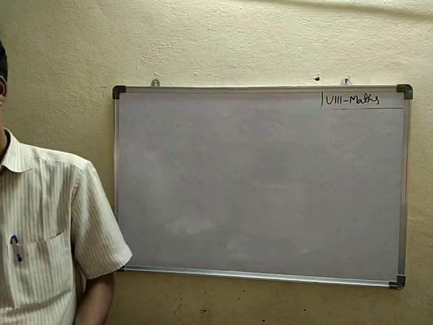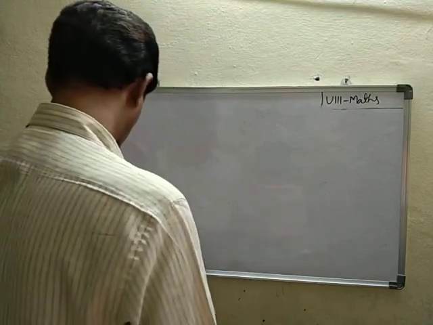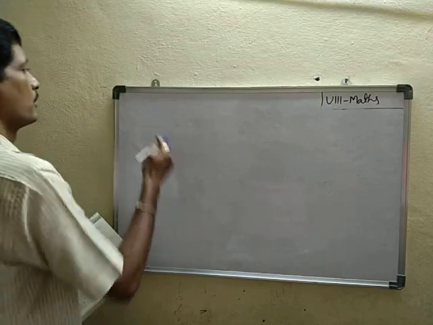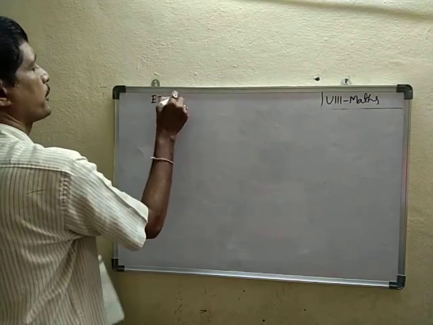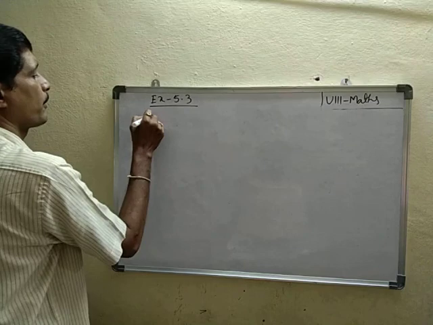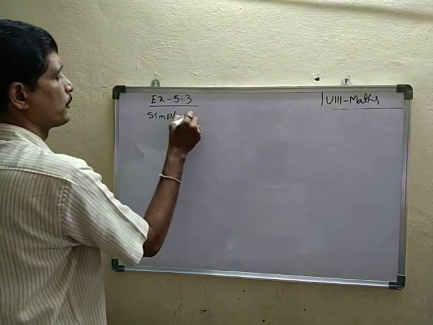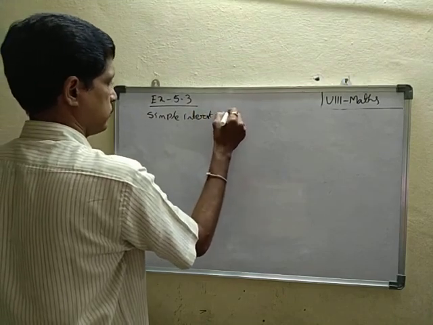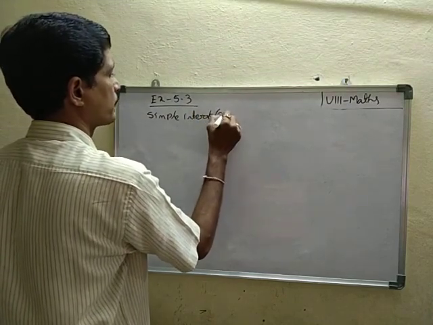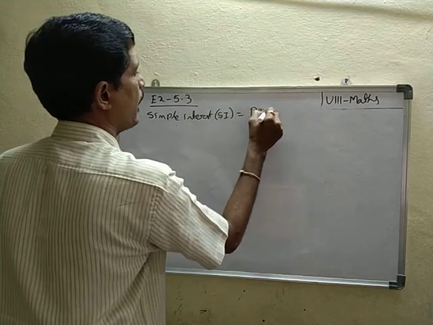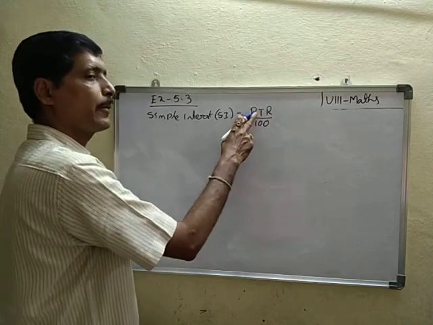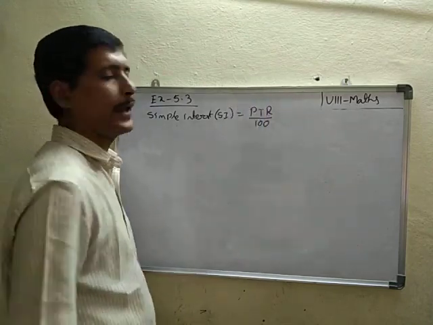Next, exercise 5.3, that is already formulas. Exercise 5.3 is based on the simple interest formula. Simple interest, denoted by SI, equals PTR by 100. Here P means principal, T means time or number of years, R is the rate of interest per annum.